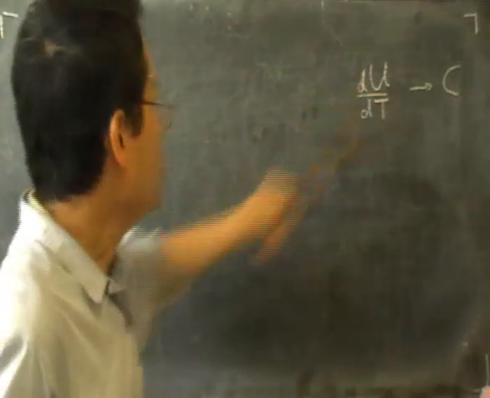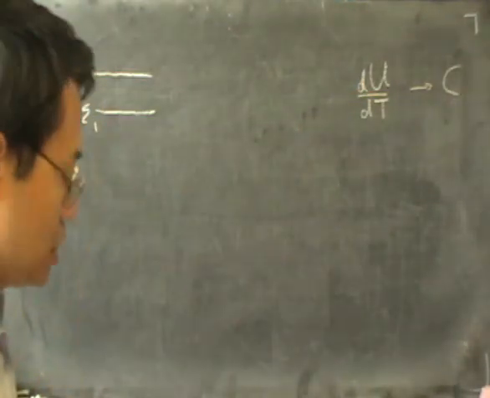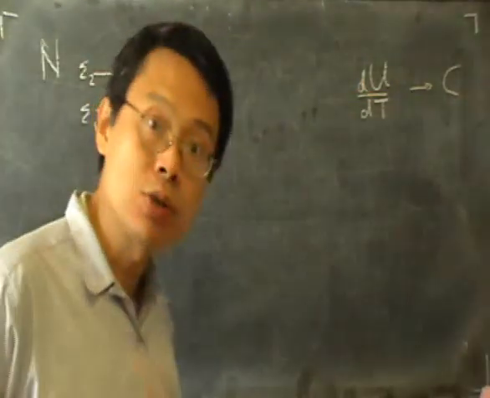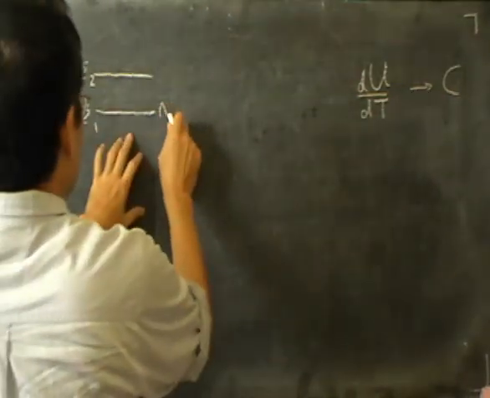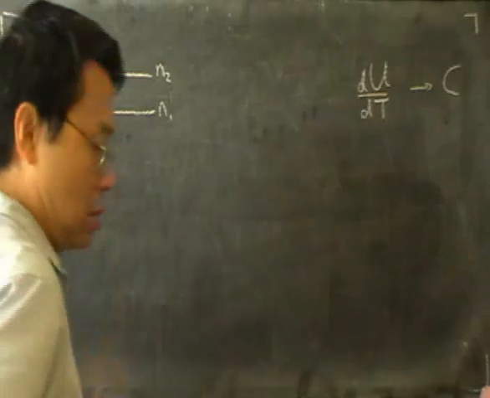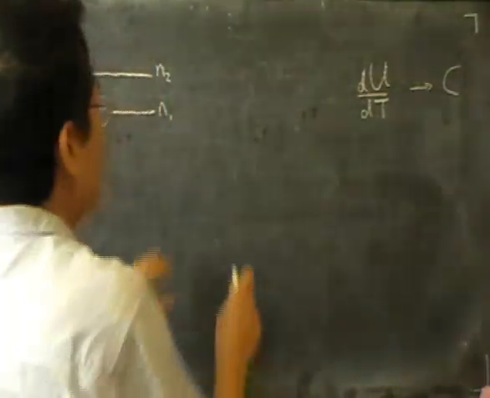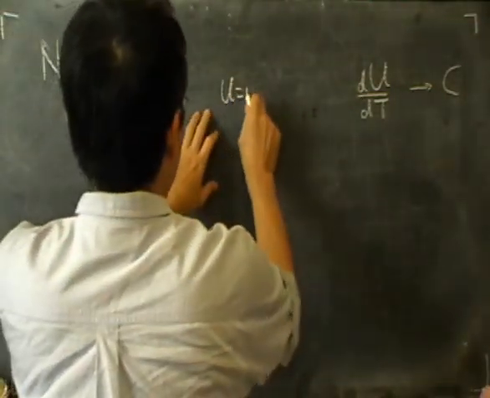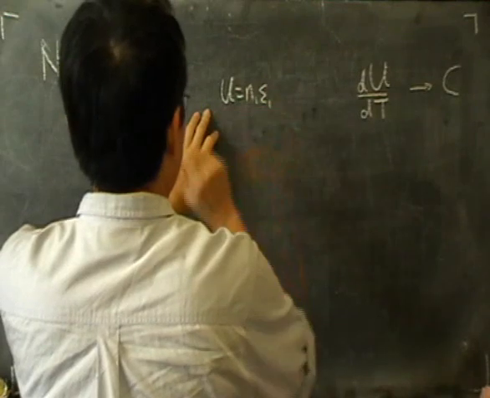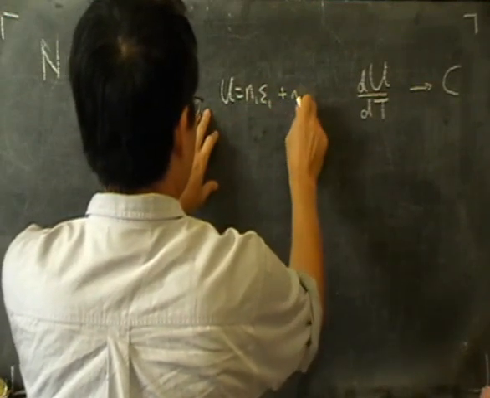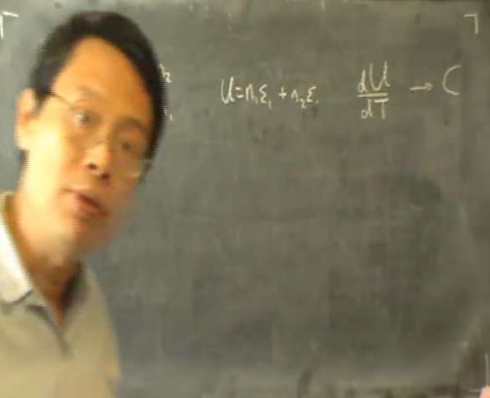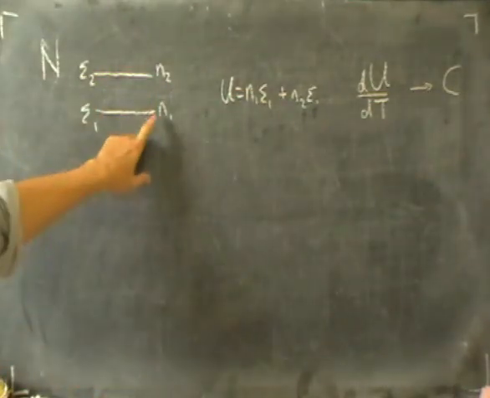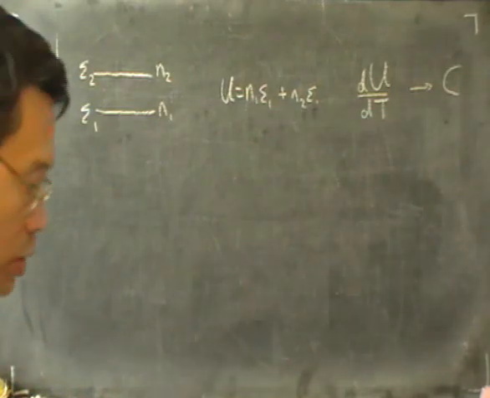And starting from the energy levels, we can find the total energy if we know the number of particles in each level, because the total energy is just the number of particles times the energy level. So how do we find the number of particles N1 and N2?